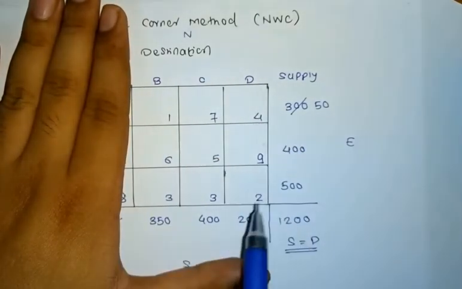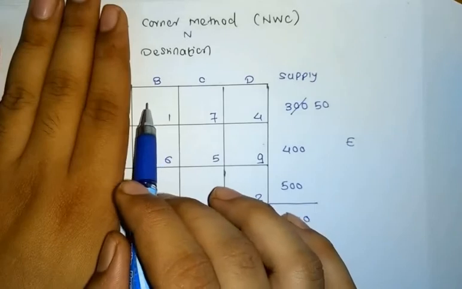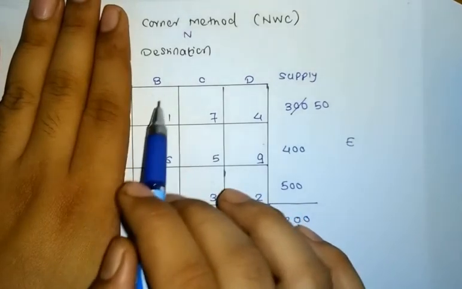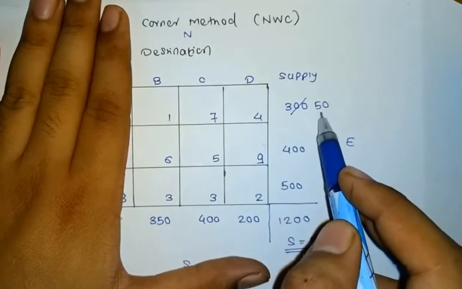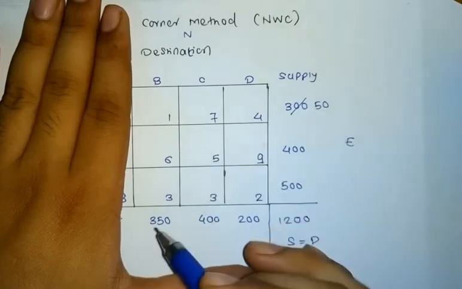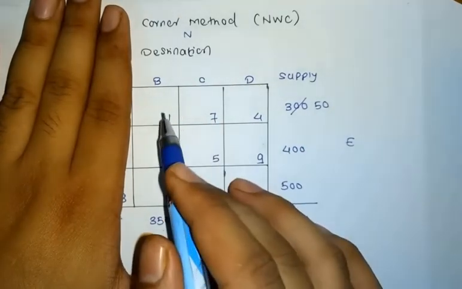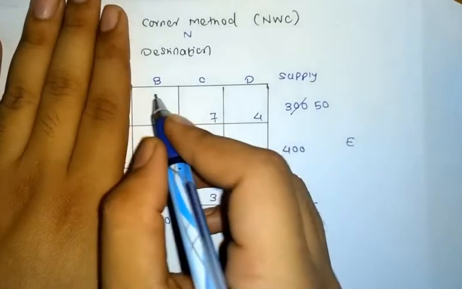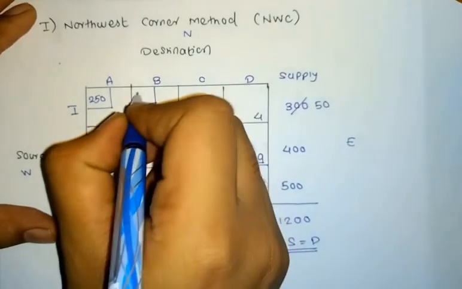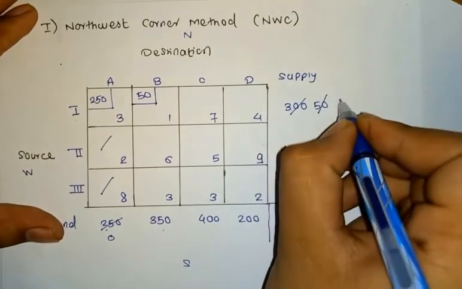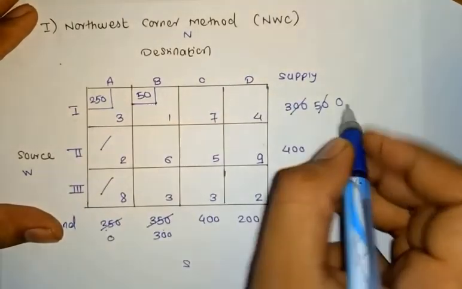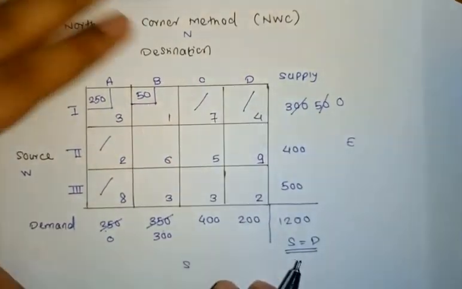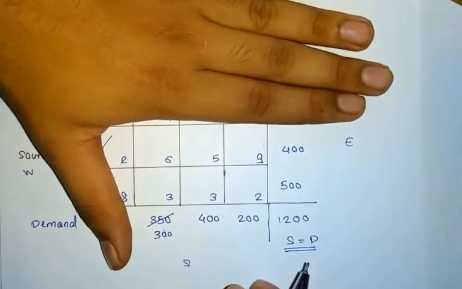Next, as per the northwest corner rule, we allocate at the value 1. The supply is 50 and the demand is 350. We assign the minimum value, 50. This 50 is cancelled, the remaining supply is 0, and the remaining demand is 300. Since the supply is 0, that particular row is exited.